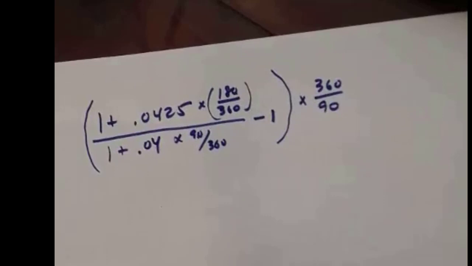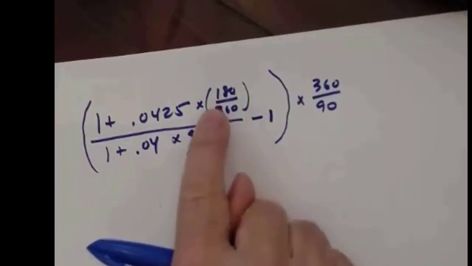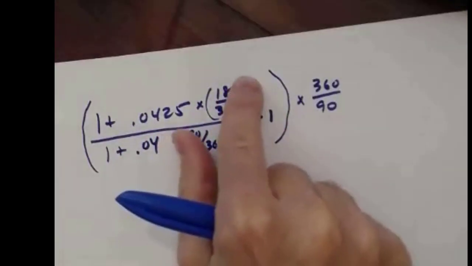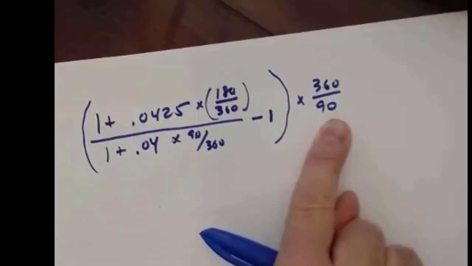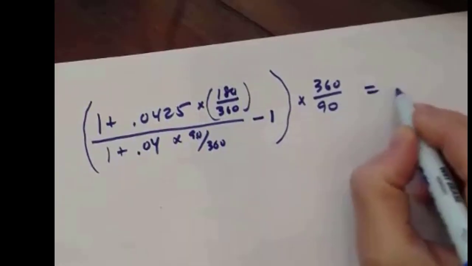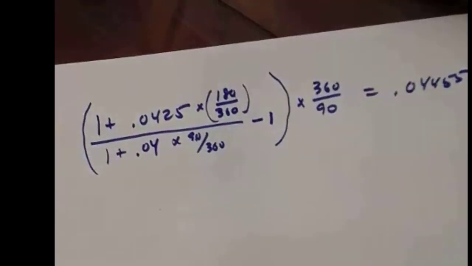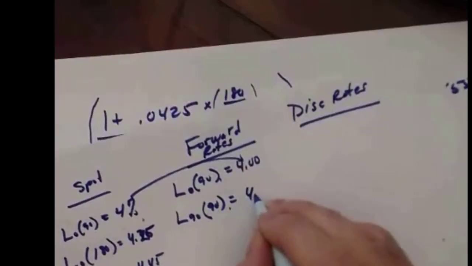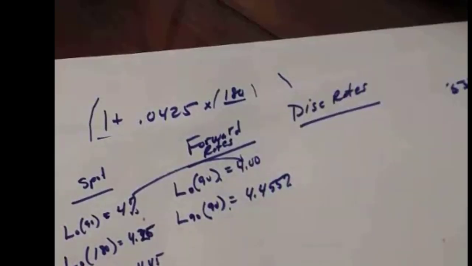So all you need to do is take the longer maturity, divide it by the shorter maturity, make sure you got the right days in there, and make sure you got the number of days that you're covering, and adjust it to get it on an annual basis. And when we do that, we come up with 0.04455. Okay? And so the answer to this forward rate is 4.455%.